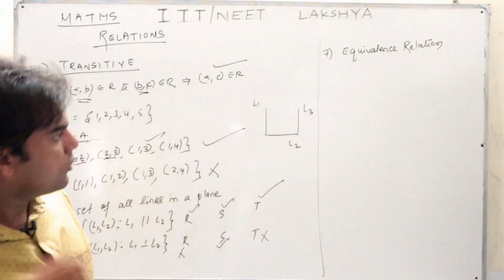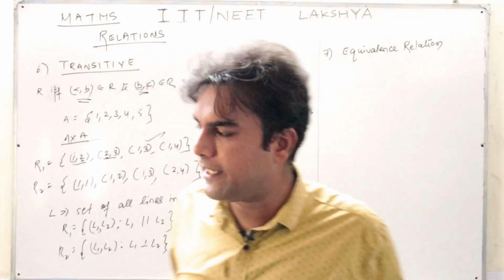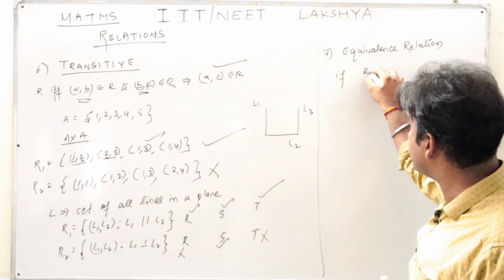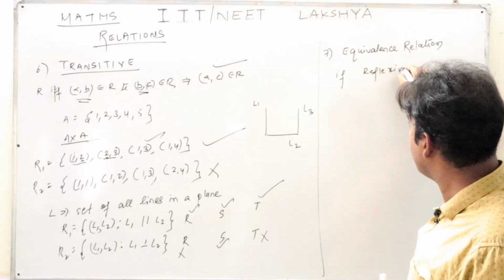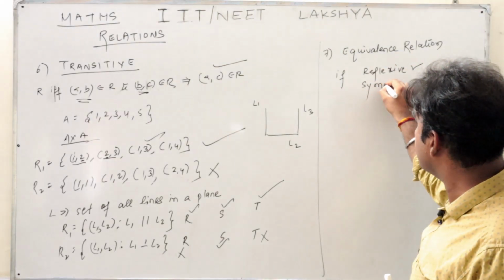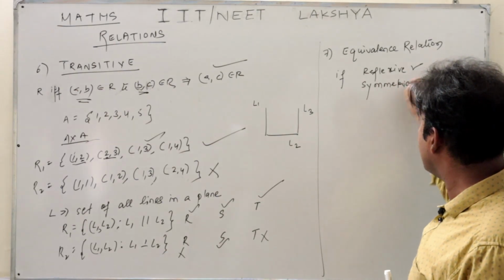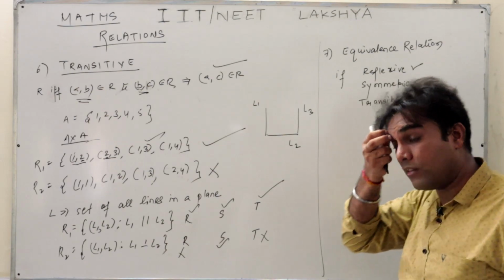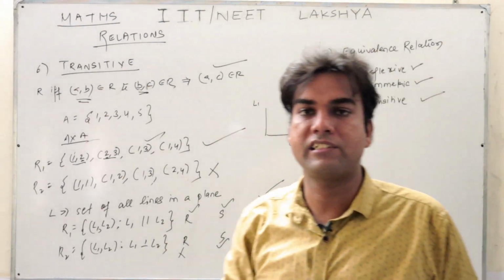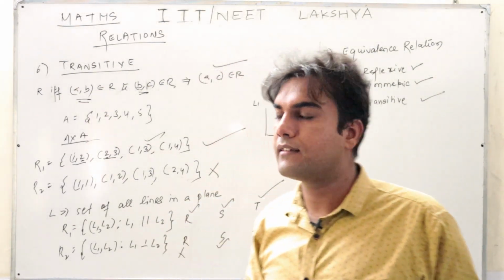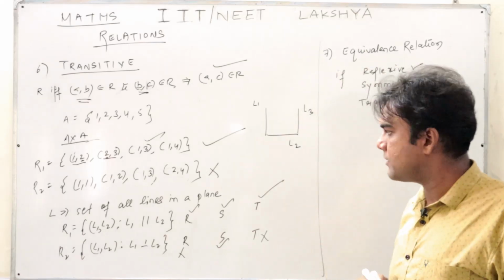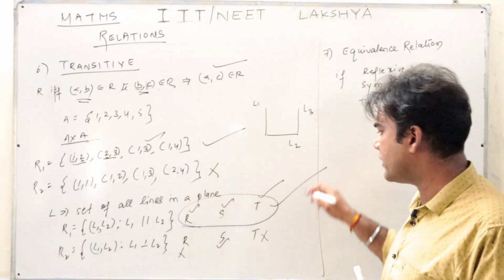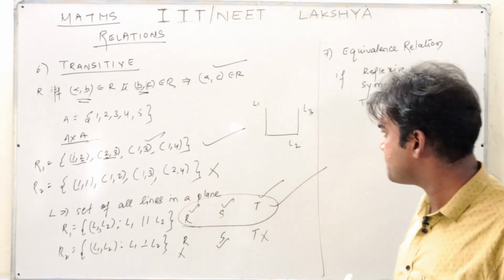Equivalence relation. A relation R is said to be equivalence if it is reflexive, symmetric, as well as transitive. If a relation is all of them, reflexive, symmetric as well as transitive, then we say that relation is an equivalence relation. For example, you see this is reflexive, symmetric as well as transitive. So this relation would become an equivalence relation.